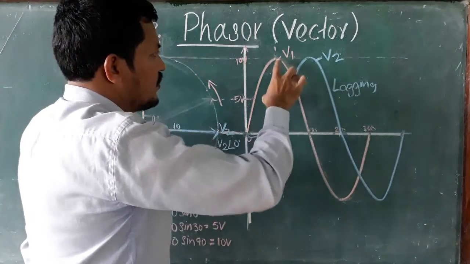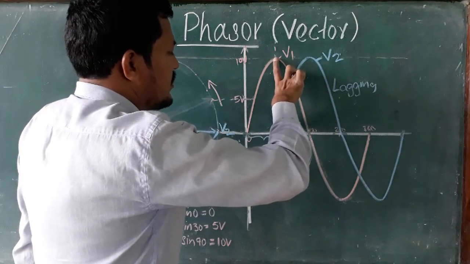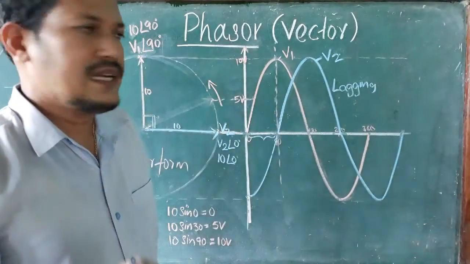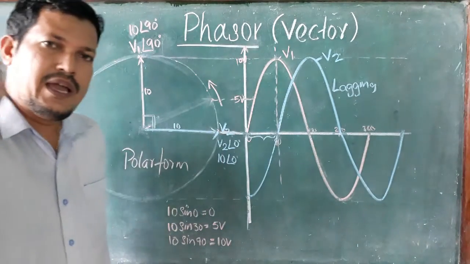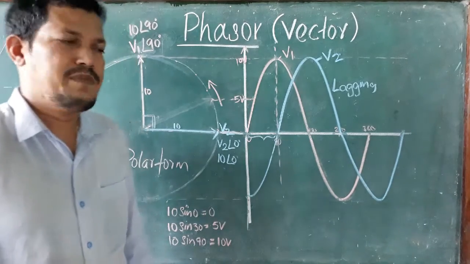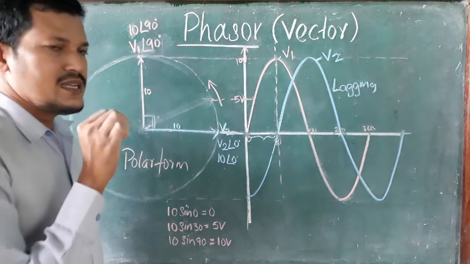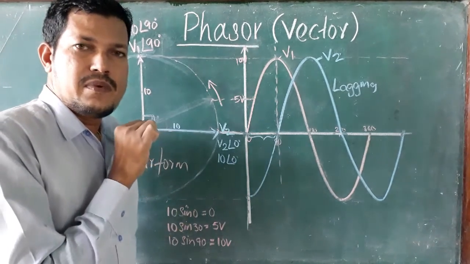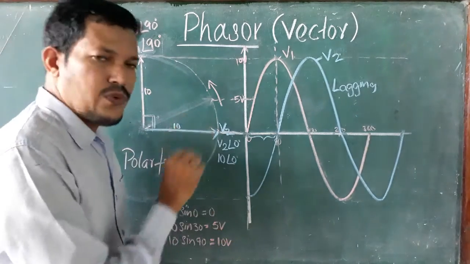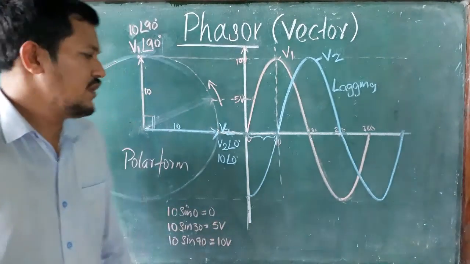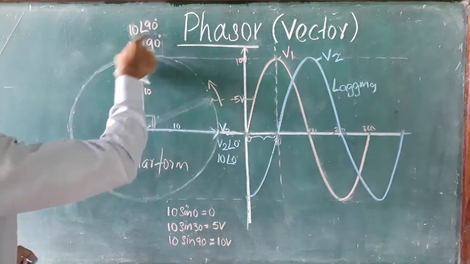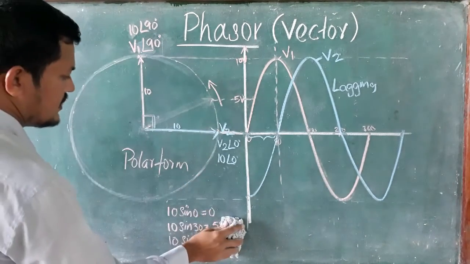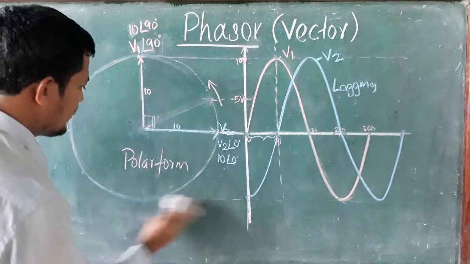Suppose V1 plus V2, what's the value? We can't say it directly because it is a phasor or vector. We have to add with respect to angle, and then we will get one more value. Suppose we have to add 10 at an angle of 90 degrees and 10 at an angle of 0 degrees. We can add, so I will perform it here.